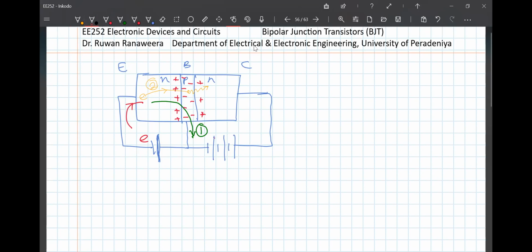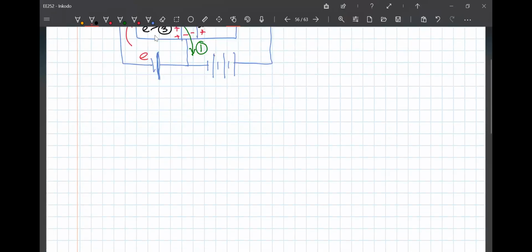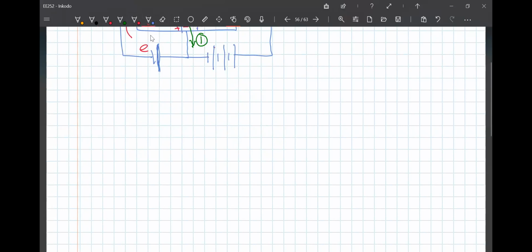The third possibility is that one of these electrons can somehow overcome this barrier and get into the depletion layer of the other side. This is the third possibility. The electron could enter the base-collector depletion layer. So there are three different possible outcomes for this electron. Let me write that down before I continue.